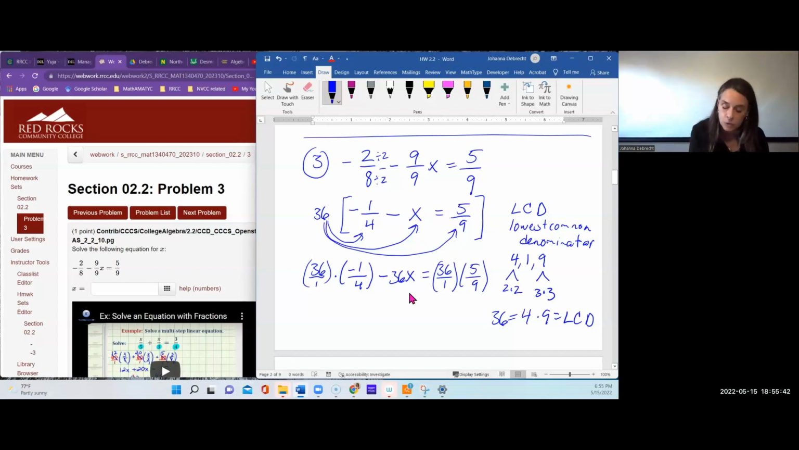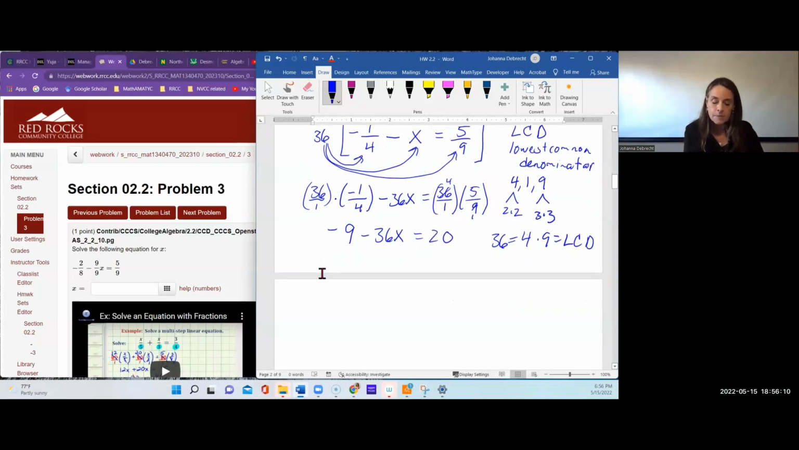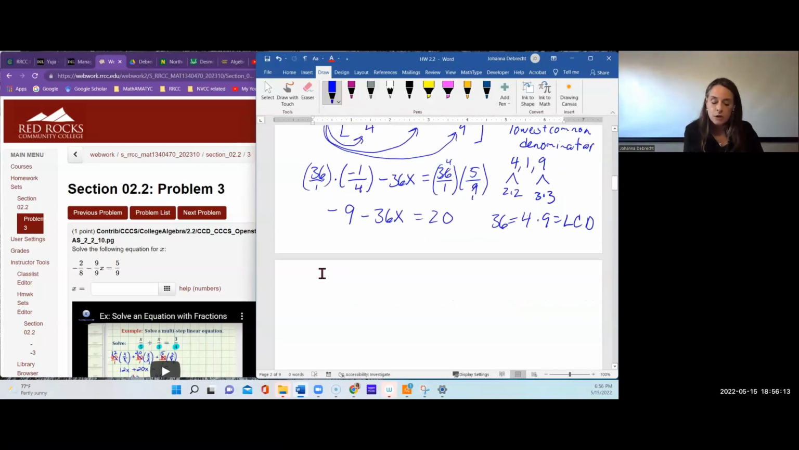36 is divisible by 4. We know that because we built it over here, and it leaves behind a 9. So this becomes negative 9. Then we have the minus 36x, which was already in non-fraction form. 36 is divisible by 9, it would leave behind the 4, but that would give us a 4 times 5, which would give us 20. Notice that after we've multiplied by that lowest common multiple, our equation no longer has any fractions in it or rational numbers, the ratio of two integers.